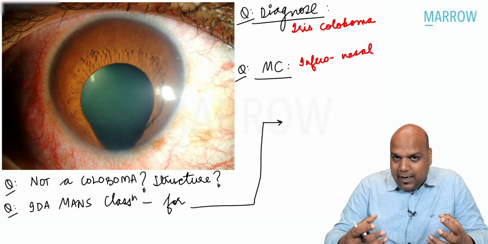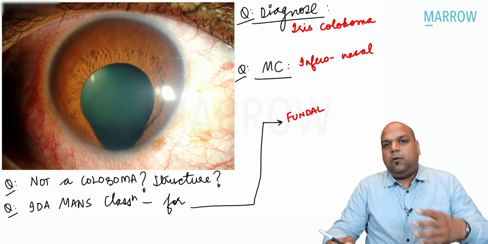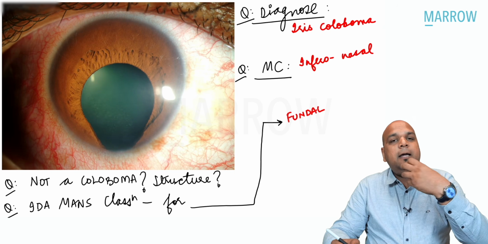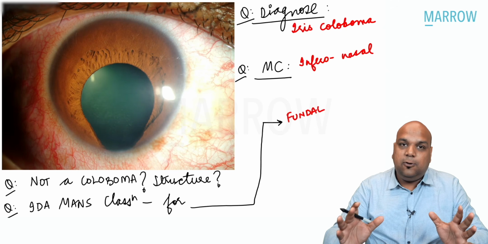Number one, in the iris. Number two, basically they are in the fundus, or I can say fundal. Now, fundal obviously means optic nerve coloboma. It can be a retinal coloboma or a choroidal coloboma. So I'm just writing it as a fundal coloboma.